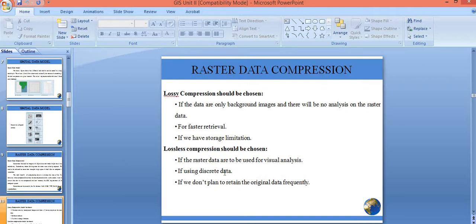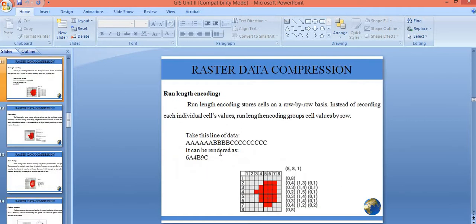Whenever we say compression, there can be two types of compression. One is lossy compression and the other one is lossless compression. As the name says, lossy means there may be some loss because of your compression. And lossless means even if you compress your data and then uncompress it, you will get the original data. That is lossless. Okay, fine. So there are four different compression techniques available for compressing your raster data. The first one is run length encoding.